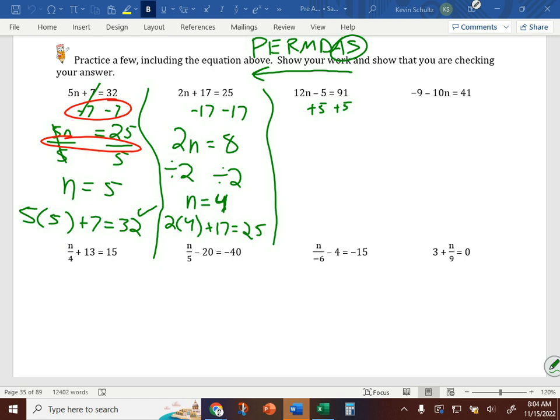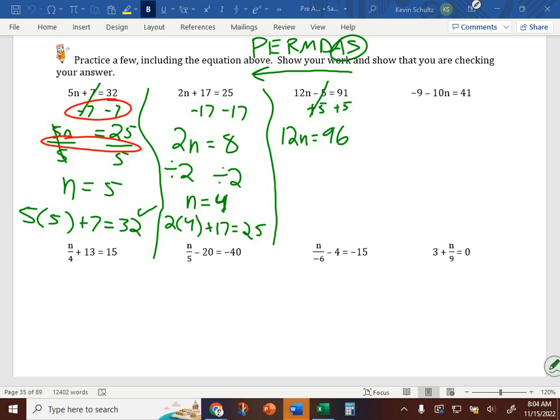That's the only difference between the first two examples we did. The first two examples we had addition, so we subtracted. In this case, we have subtraction, so we're going to add as the opposite operation. -5 plus 5 is 0. They cancel out. That leaves us with 12 times n equals 96.